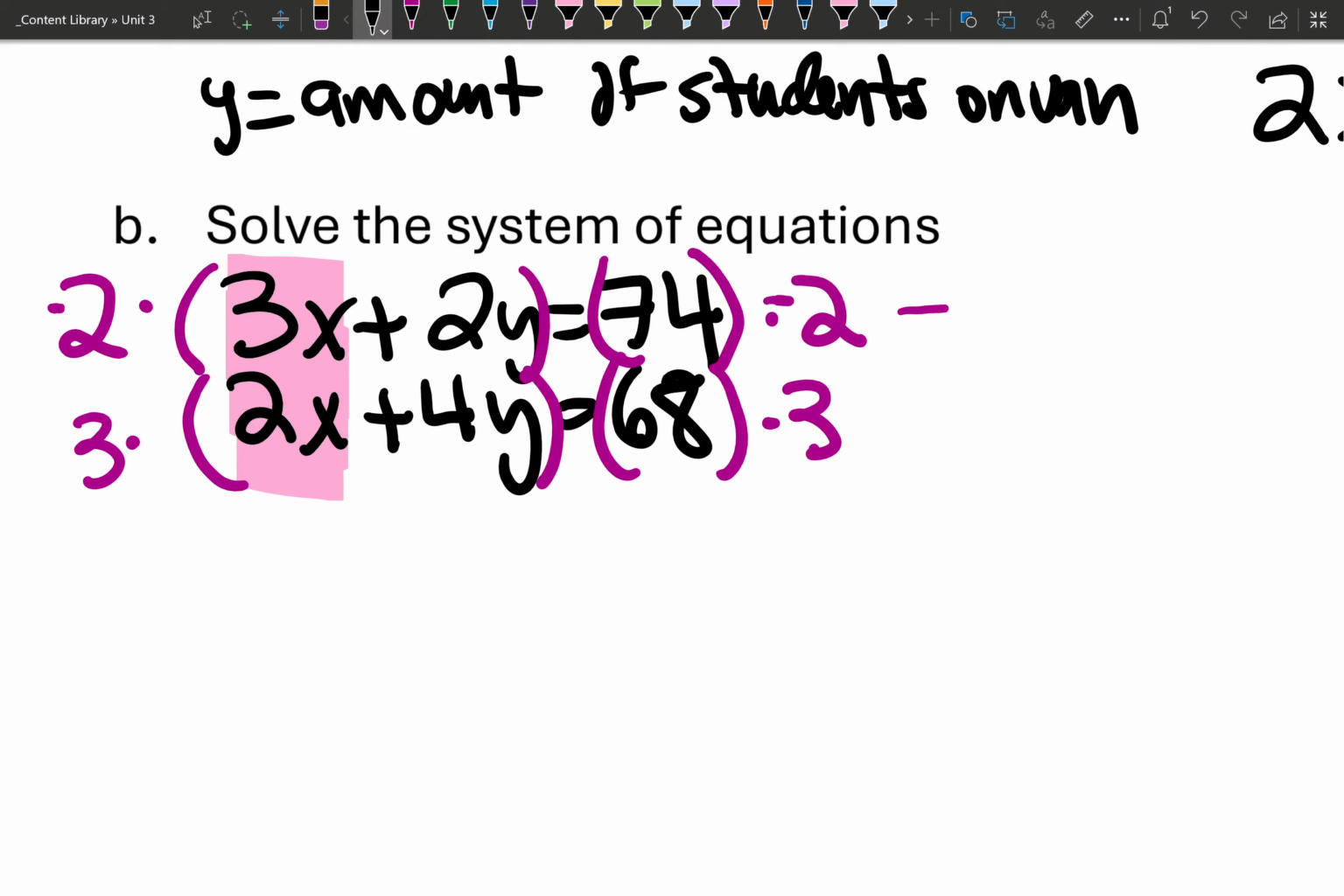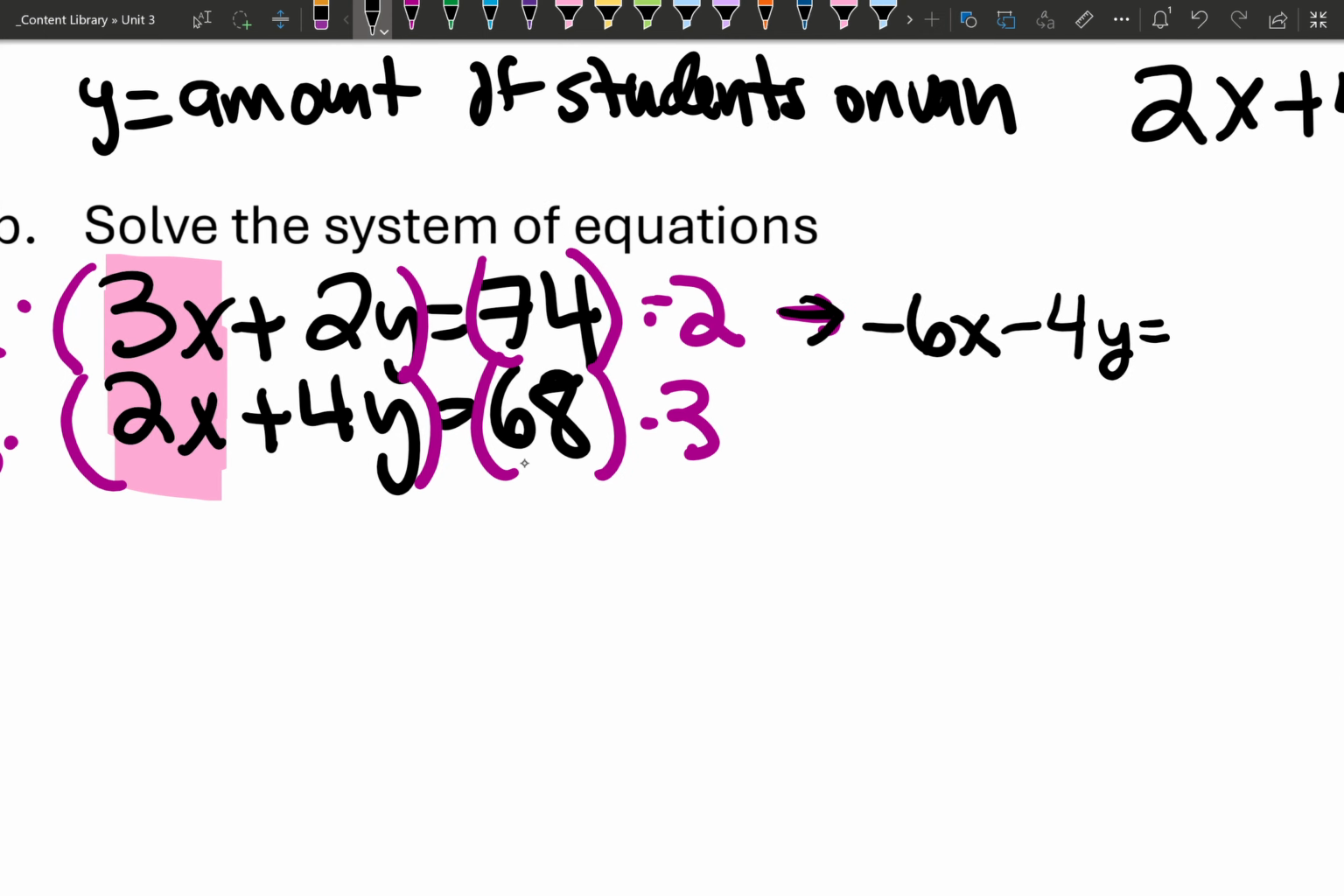Negative 2 times 3 is negative 6. Negative 2 times 2 is negative 4. And negative 2 times 74 is negative 128.